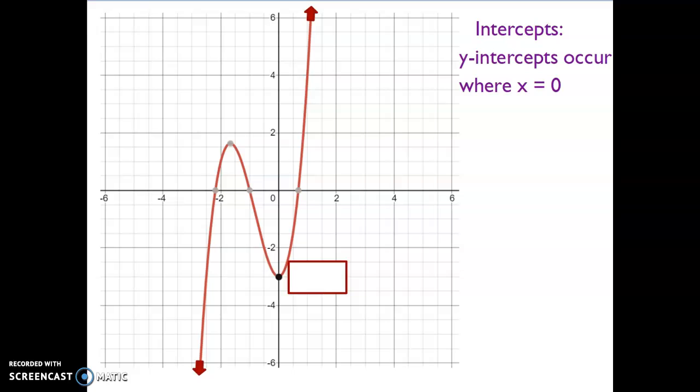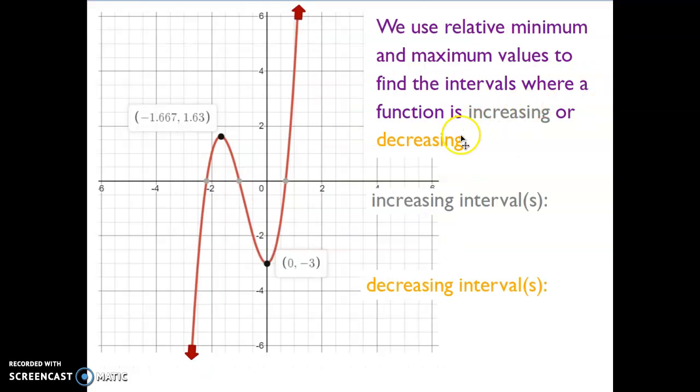All right, the y-intercept is where x equals 0. So let's see what that would be if I write that as a point. That's going to be the point 0, negative 3, because x is 0.